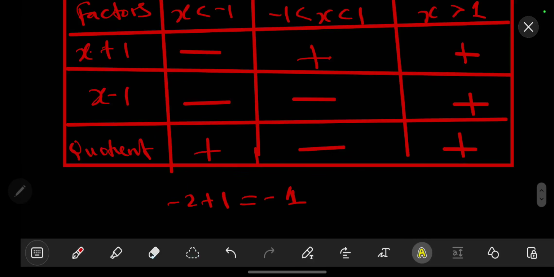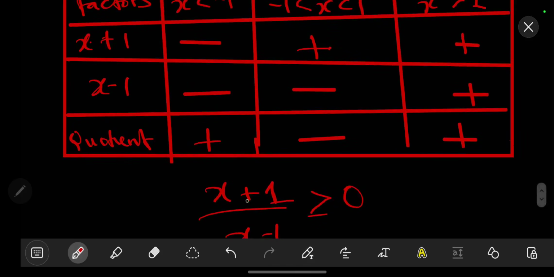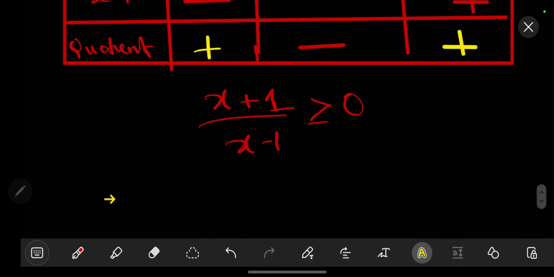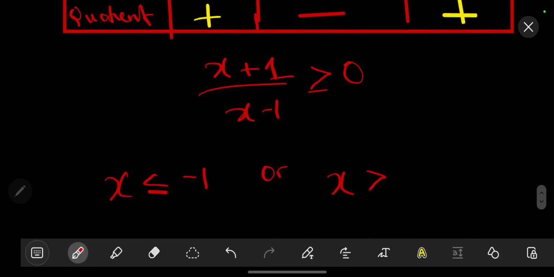Now remember, we set whatever was inside to be greater than or equal to 0. We had x plus 1 over x minus 1 should be greater than or equal to 0. So we are going to pick the side that is greater than 0, in which case the positive is the one. So we are going to take the interval. It is saying that x should be less than or equal to negative 1. Since there is less than or equal to, we are going to add that. Then we are going to say or. We are going to have another positive. It's saying that x should be greater than 1.